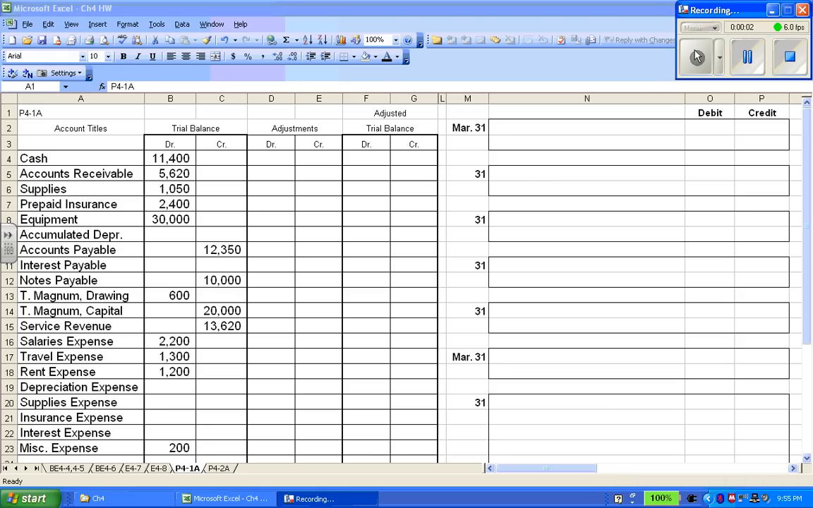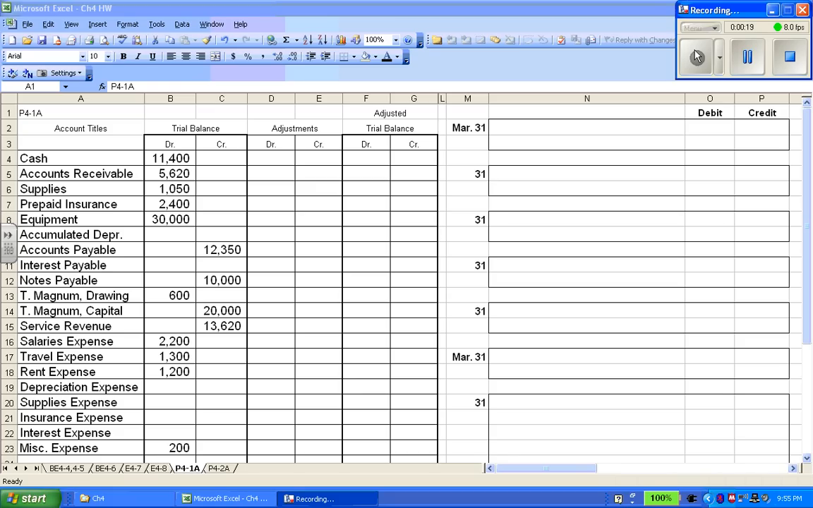All right, this is problem 4-1A. This is a really long one, so I'm going to have to do it in parts. So this is part one. This is the beginning of it. Problem 4-1A is found on page 185, and they're giving us a trial balance.